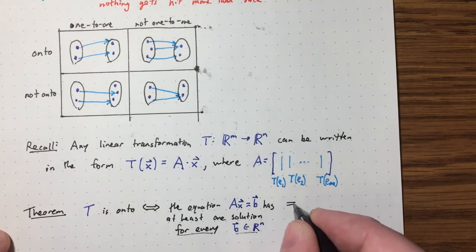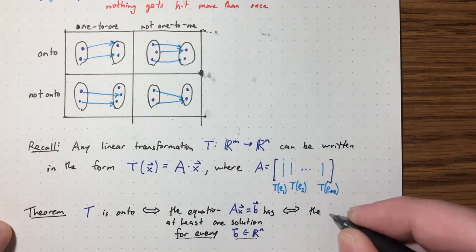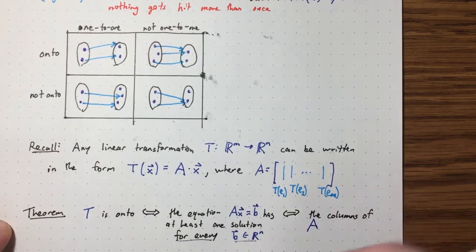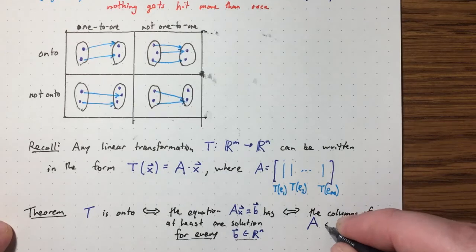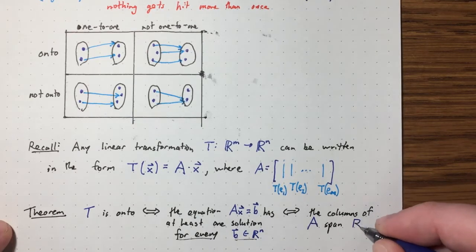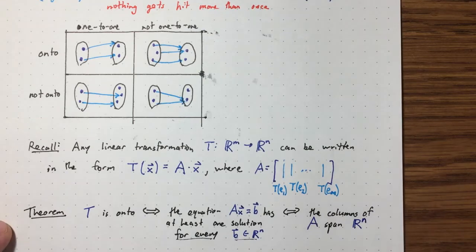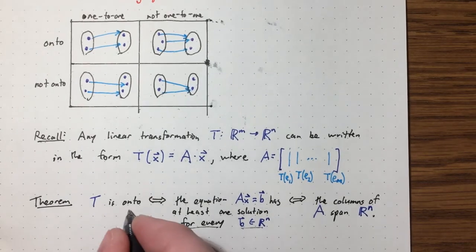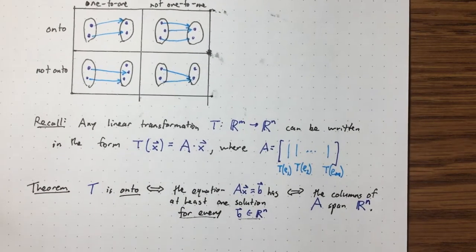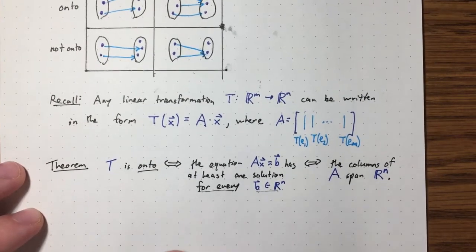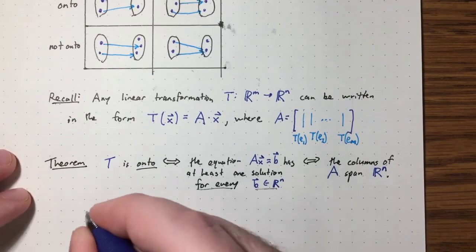So this is another equivalence. The columns of A, okay, I can get any vector b that I want. So the columns of A span, I can take some linear combination, at least one linear combination, to get any vector b that I want. Okay, so the columns are going to span Rn. So we can actually phrase this property of being onto in terms of some things we've already talked about and already figured out how to do. And I'm going to write down a similar statement for one-to-one. You can probably guess what it's going to be.